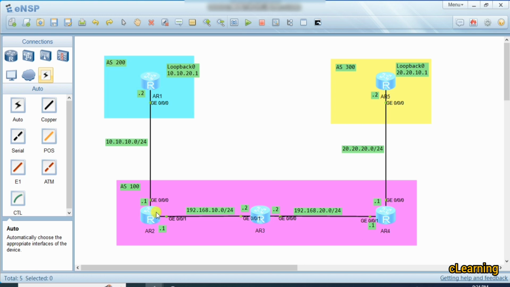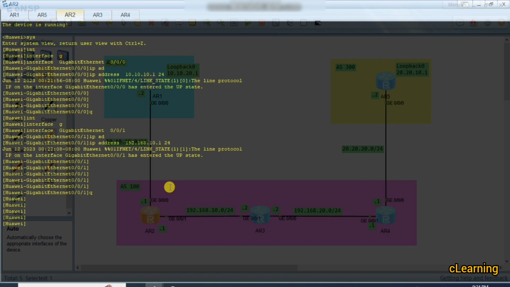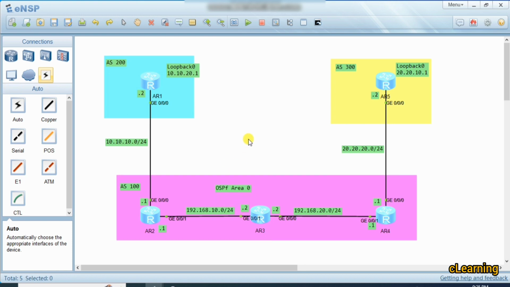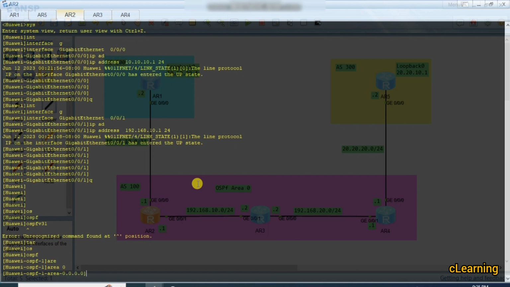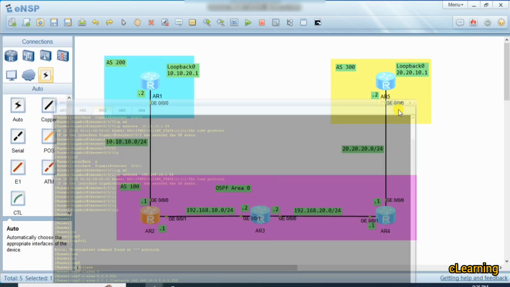So remember one thing: when we configure BGP, we configure BGP on this interface, and on the other interfaces we configure the internal routing, the IGP routing protocol. So now we configure OSPF here: OSPF 1 area 0. Okay, we keep all of this in area 0. Suppose this is area 0, so I will write here OSPF area 0. Now area 0 and the network are 192.168.10.0 with wildcard 0.0.0.255. The same network we will configure here as well, we will copy it.